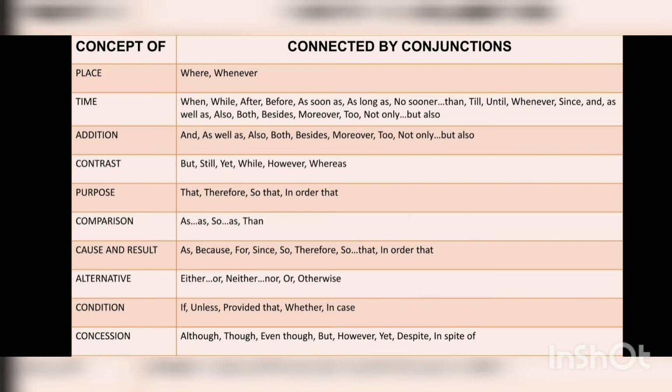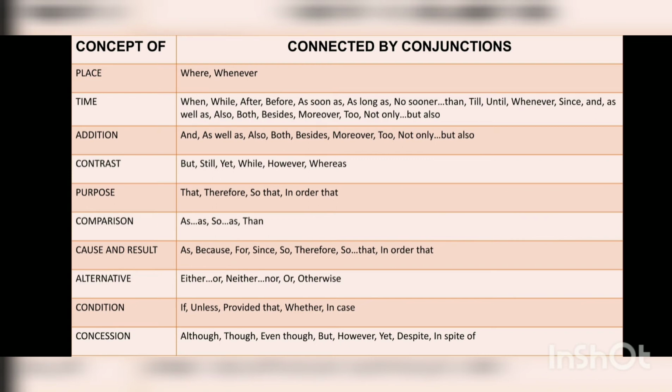Now there are the cases of cause and result. Suppose I did something and it leaves a result, like as, because, for, since, so, therefore, so that, in order that. All these words are explaining some kind of cause and result. I failed because I didn't study. I didn't study is the cause, I failed is the result, and because joins the two sentences.